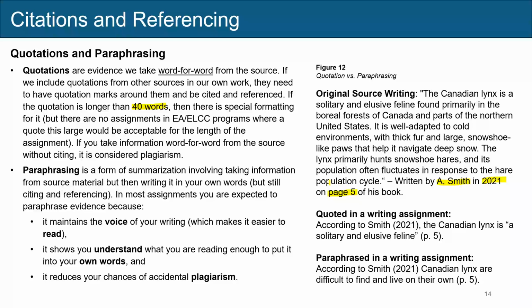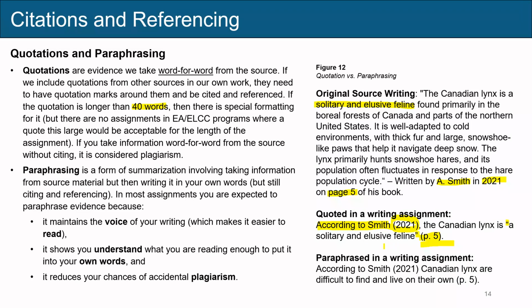So, if we were to quote information from this source, what we'd use are some introductory words to introduce it. So, according to Smith, so we only ever use the author's last names in our writing, and we'll talk about the reasons for that. When we look at word choice, we put in brackets after the author's name the year it was published. The Canadian lynx is, and now I'm going to use things word for word from the source, a solitary and elusive feline. So that is exactly what is written in the original source. And this came from page 5 of that source. Notice that, and we'll talk about this more, the period comes after the page number.